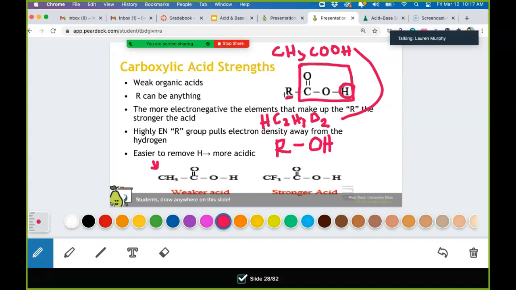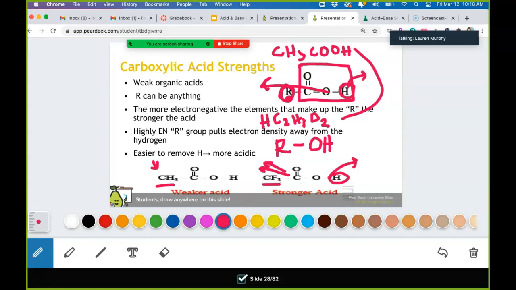Okay, and the whole point is that the more electronegative this R group is, the more the electrons will be pulled this way, making it easier to pluck off the hydrogen. So like these two compared, we got fluorines over here instead of hydrogen, so there's a way bigger pull this way. So it's easier for this hydrogen to be plucked off, and that would make it a stronger acid than this one. Now, neither of these are strong acids. Just one is stronger than the other. They're both weak acids, but you can still talk about weak acids in terms of strength.